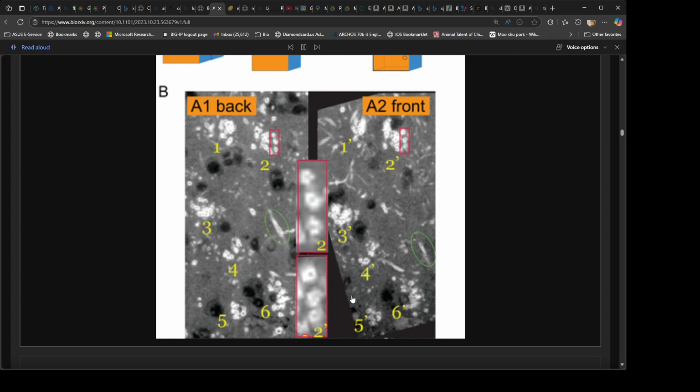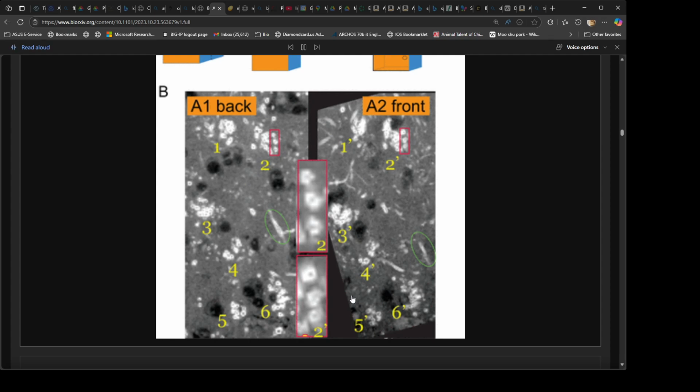B. Matched MAs from the back of A1 and the front of A2 can be manually identified, e.g., A1 1 matches A2 1 foot, etc. Red box and inset. Zoom of cluster 2 and 2 foot from A1 back and A2 front, respectively, show 3 individual MAs that traverse the 2 sections. Green circle, an individual MA running in plane with the cut surface. Dark circles are negative contrast from unstained soma.